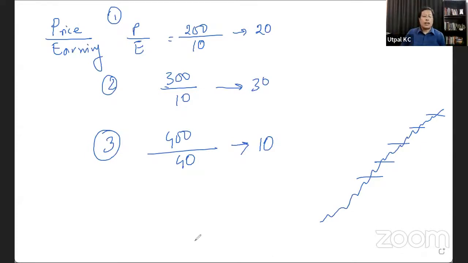The main thing is, do you have proper earnings? So you must have a value, right? Why are you buying a company? Buying stocks means you are buying a company. Why do you buy a company?